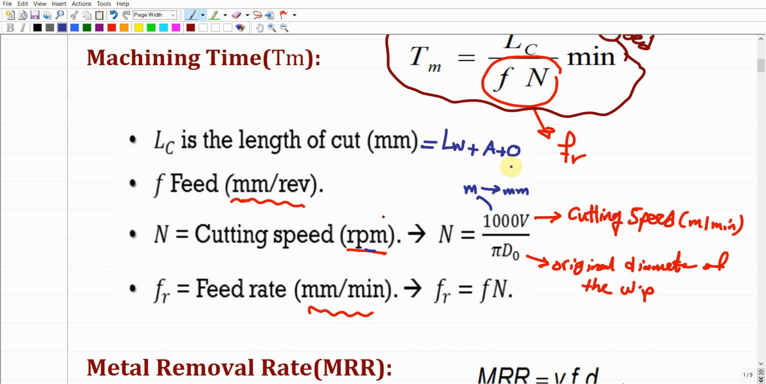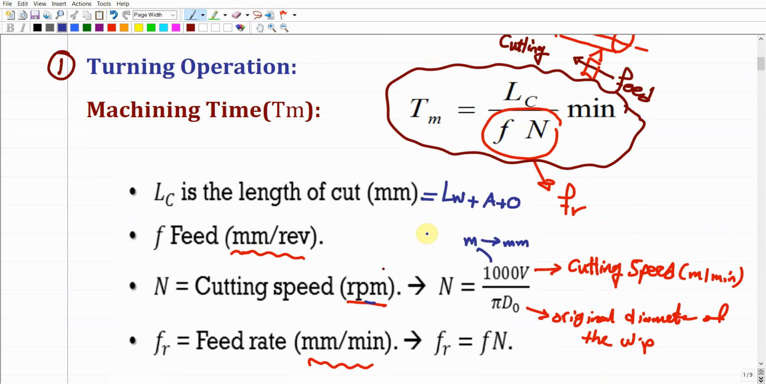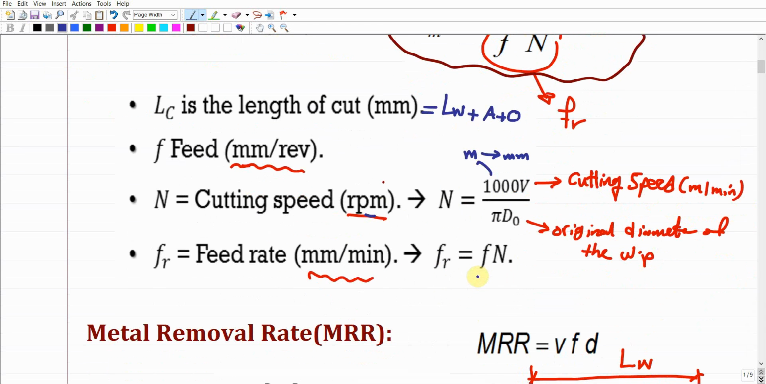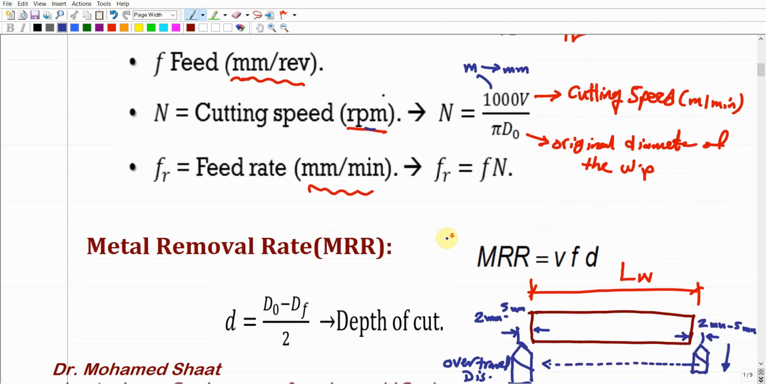You're gonna substitute, plug here, and you're gonna end up with the machining time, which is the time needed in terms of minutes. How long in terms of minutes would it take for this work bar to be finished by machining under these machining conditions, under this feed and cutting speed?